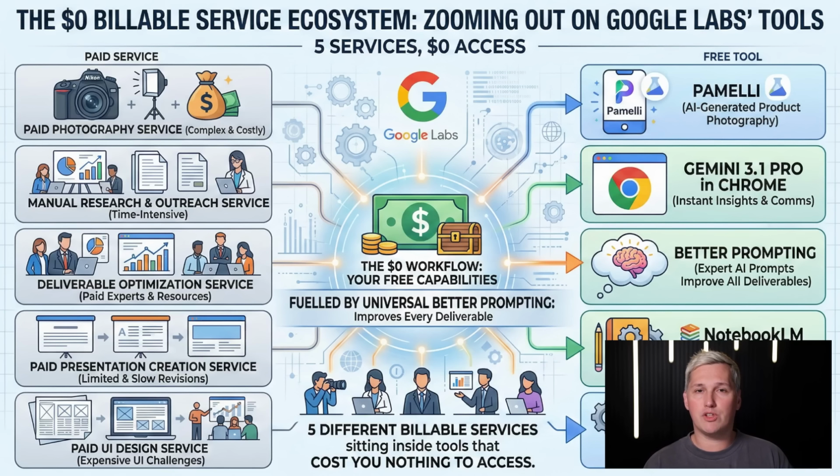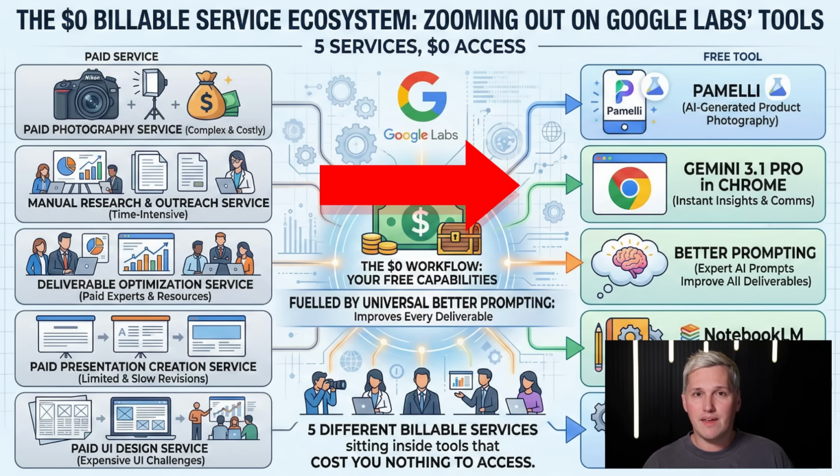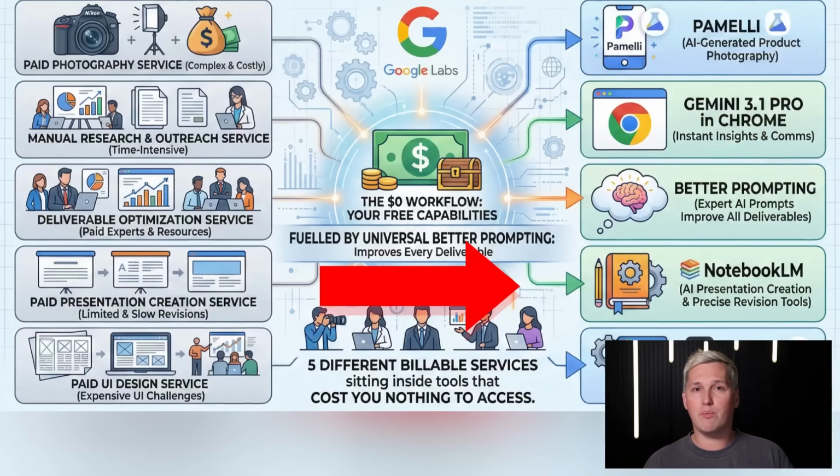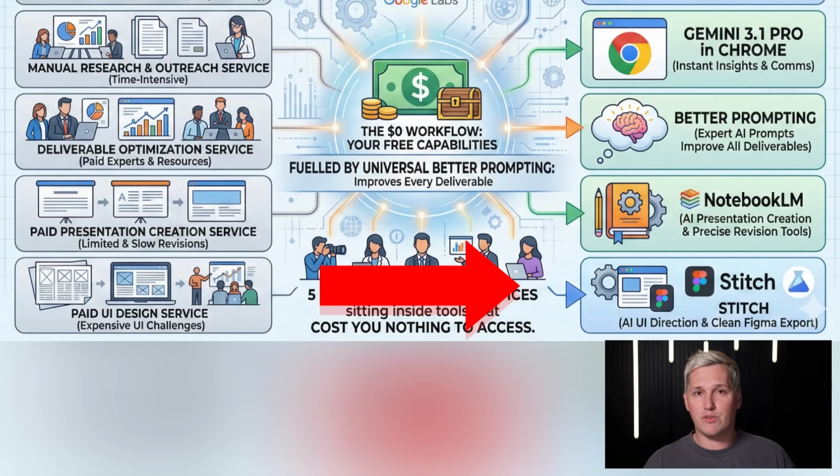Here is the money picture when you zoom out. Pamelli replaces paid product photography for your clients. Gemini 3.1 Pro in Chrome replaces manual research and outreach work. Better prompting improves every single deliverable you produce. NotebookLM handles presentation creation and precise revision. Stitch handles UI design challenges with AI-generated direction and clean Figma export. That is 5 different billable services sitting inside tools that cost you nothing to access.